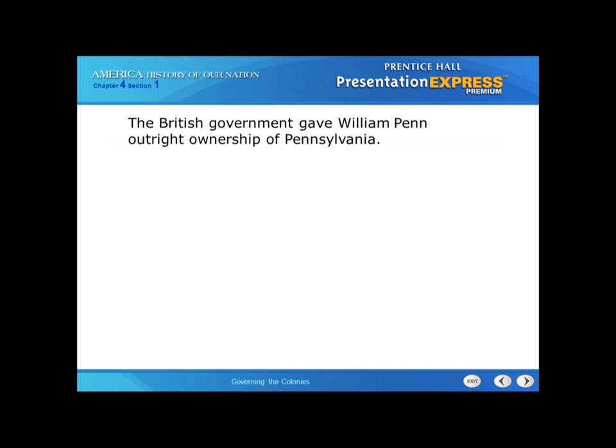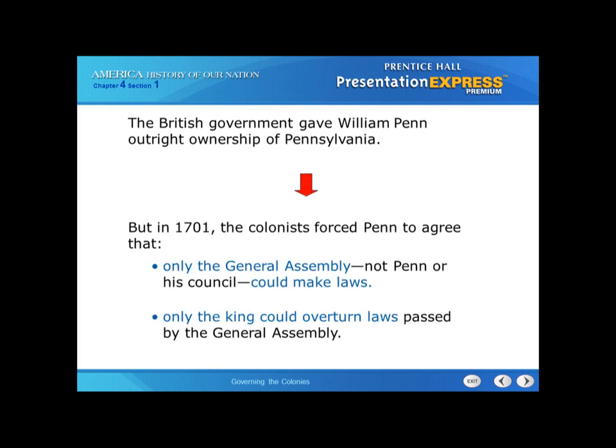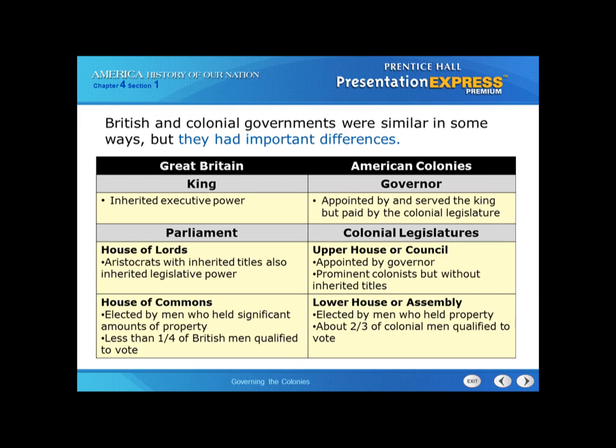The British government gave William Penn outright ownership of Pennsylvania. In 1701, the colonists forced Penn to agree that only the General Assembly, not Penn or his council, could make laws, and that the king could overturn laws passed by the General Assembly. So this goes back to the example that at first, not everybody had complete political freedom, but over time there would definitely be more election in the colonies.